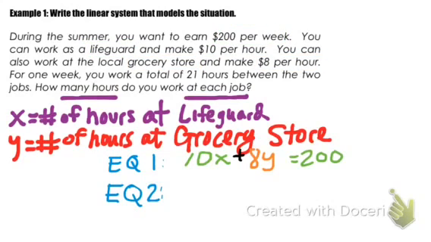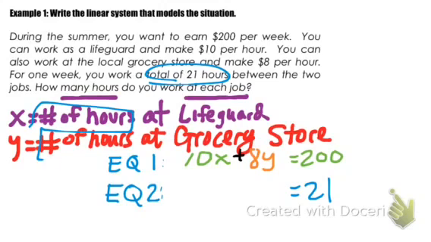Alright, so the second situation that we have going on deals with the total number of hours that we've worked between both jobs. Again, the two jobs are being a lifeguard and then the grocery store. So if we know that the total number of hours is 21, well, that's our total right there, 21 hours. So then that being said, we've defined our variables as the number of hours at the lifeguard position for X and the number of hours at the grocery store for Y. So if the total is 21 hours, our second equation would just be X plus Y equals 21. These two equations would represent the system in the word problem that we've just read.